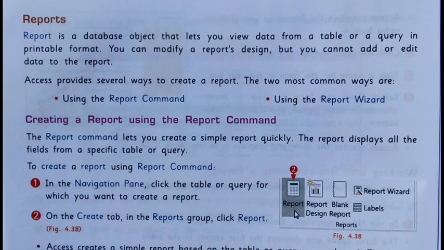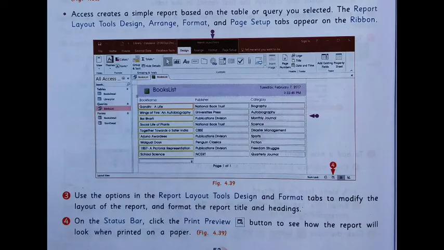Creating a report using the Report command. The Report command lets you create a simple report quickly. The report displays all the fields from a specific table or query. To create a report using the Report command, in the navigation pane, click the table or query for which you want to create a report. Then, on the Create tab, in the Reports group, click Report. Access creates a simple report based on the table or query you selected.